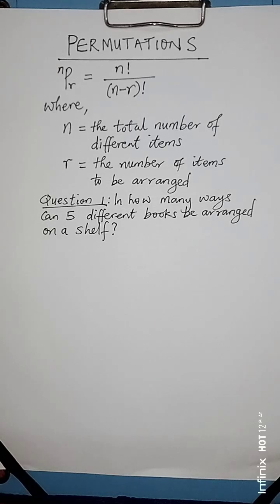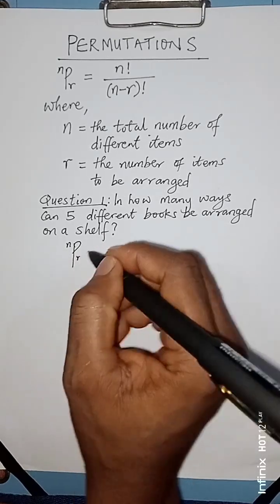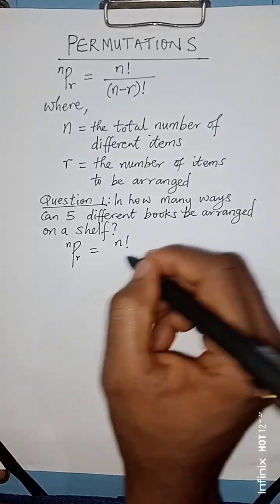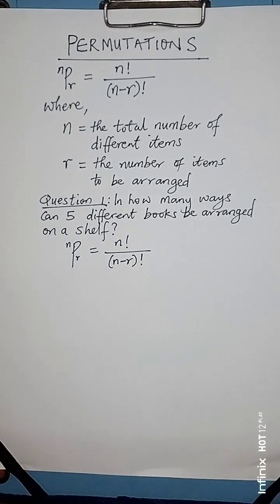Now, let's try to understand the question. The question says there are five different books on the shelf. But now you want to arrange these five different books in different ways on the same shelf. So, how many ways can you arrange the five different books on the shelf? To solve this question, all we need to do is to apply the permutation formula. And the formula is nPr equals n factorial divided by (n minus r) factorial.